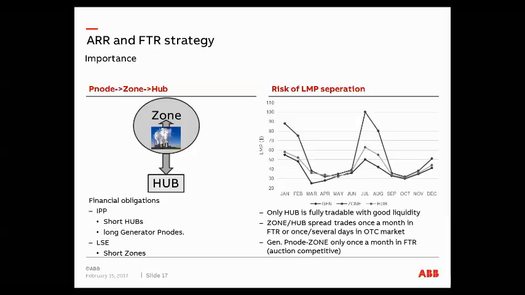So for IPPs, the typical position is usually short hubs to hedge their generation position, and they will be long at their generation node. For LSEs, naturally they will be short their zones. In order to hedge, they will buy hubs. However, the behavior of this hub and zone on the node on the financial market is very volatile.